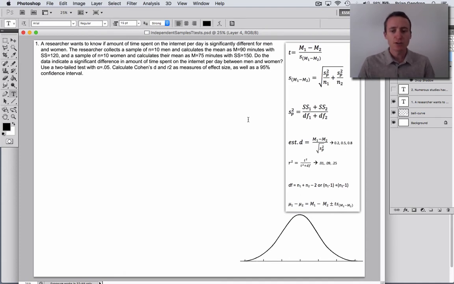All right, so first and foremost, we're doing a two-tailed test, which means we're simply checking to see if a difference exists. We're not checking to see if men are higher than women or if women are higher than men. We're just doing a more generalized test. And so let's start with our hypotheses.